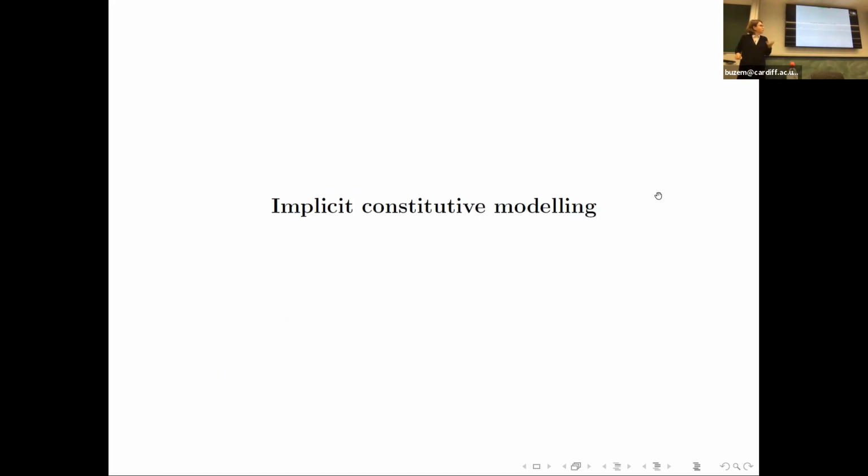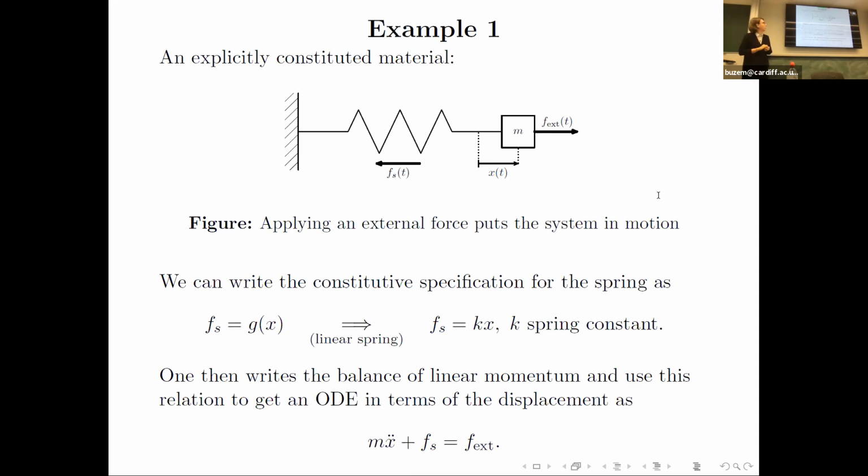Okay, so in order to get an intuition about implicit constitutive modeling, let me start with an example of an explicitly constituted material. In this case, let's consider a spring mass system. If I don't apply a force, then everything is in equilibrium and nothing moves. But then I apply an external force to my mass in the positive x direction, and it moves in the positive x direction, and at time t it is in the position x. When I apply an external force on my mass, there is an opposite force in the spring, F sub s, and it tries to pull the mass to its equilibrium, right?